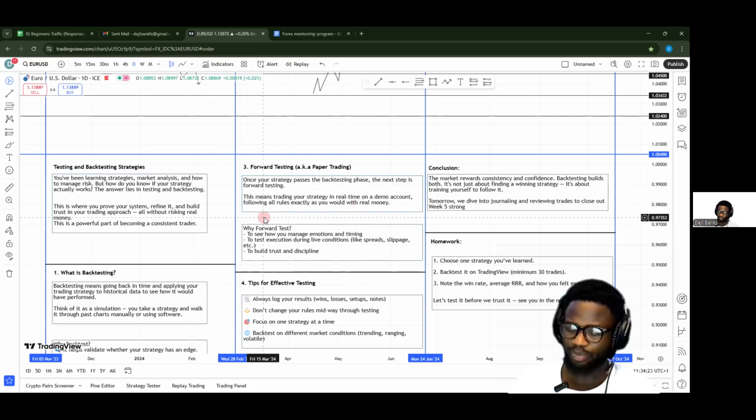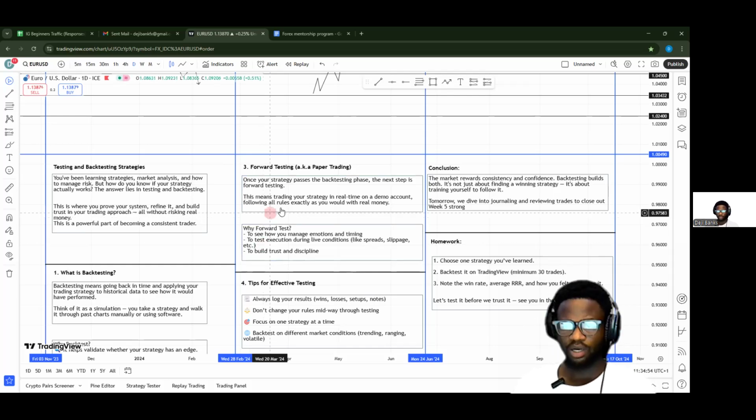If there's anything I've been trying to pass across in this mentorship program, it is that you should not be in a hurry to fund your account and take it to the roof. You are not ready yet. Just learn the procedures, right? I might not be able to be the one to teach you everything that you need to know, but in the light of the things that you receive here, you are able to find your edge. When you come across information on the internet, you know how to relate with it because now you have a good foundation. All right. So this means trading your strategy in real time on a demo account, following all rules exactly as you would with real money.